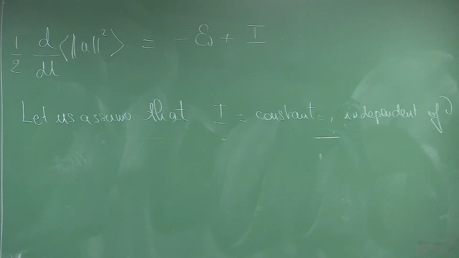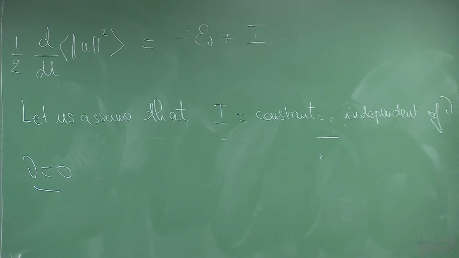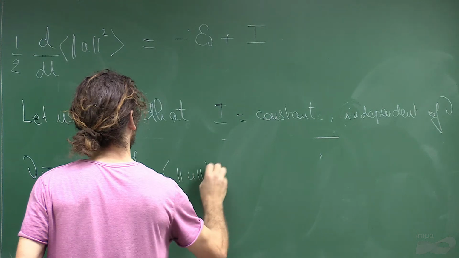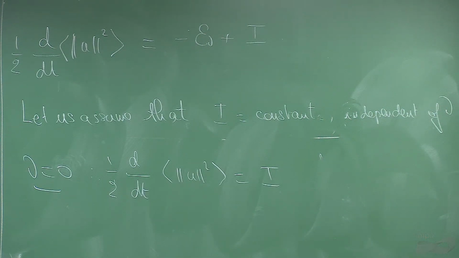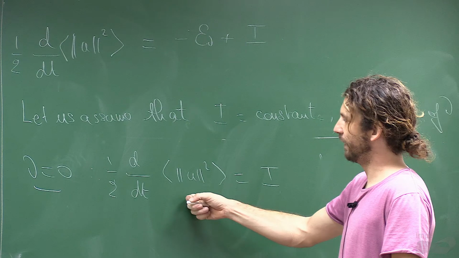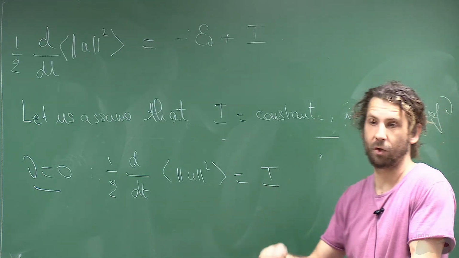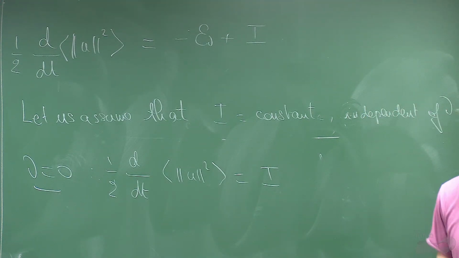And then you observe that if you take nu equals 0, so for nu equals 0, the budget becomes d over dt of u squared over 2 is equal to I. So for nu equals 0, it tells you that it's impossible to create a stationary state when you inject energy steadily in the system. That seems very reasonable, in fact.